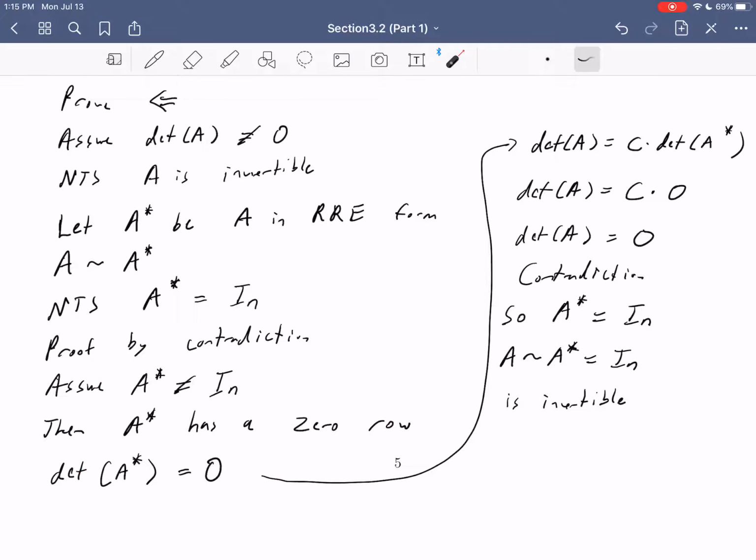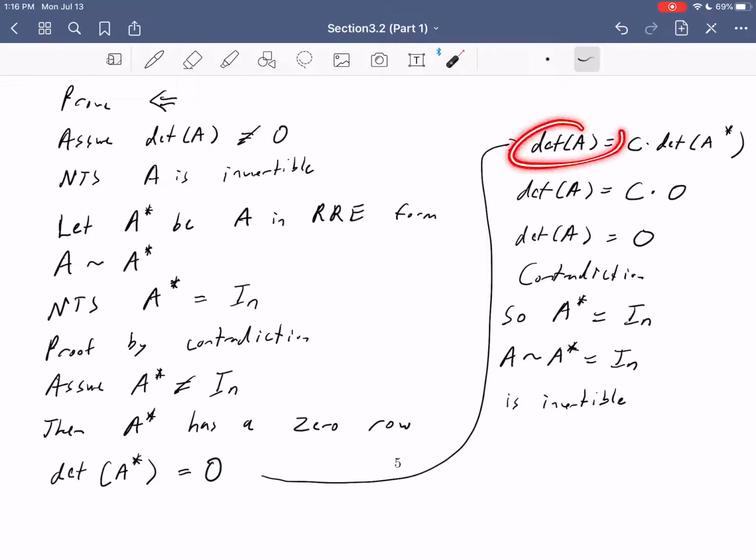The main idea here, of course, is that if it's not equal to the identity, it must have a zero row, which means its determinant must be zero, because it's going to be in upper triangular form since it's reduced row echelon, but since it has a zero row, there's a zero on the diagonal, so its determinant is zero.